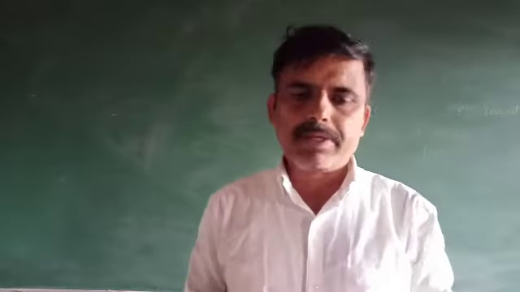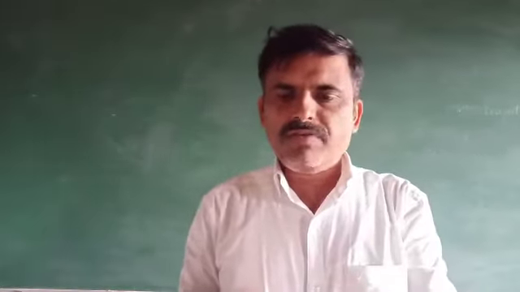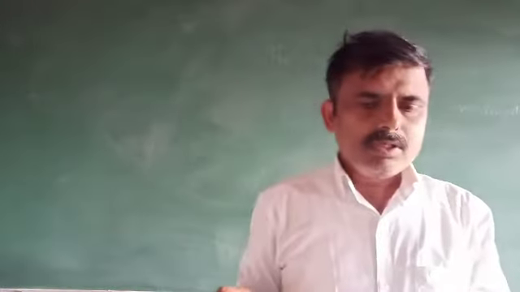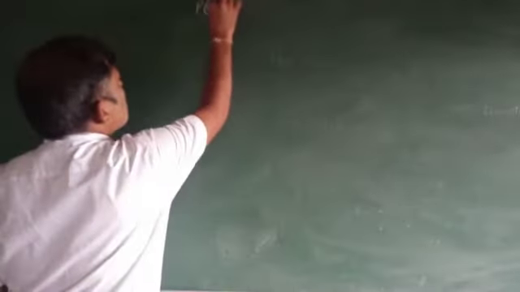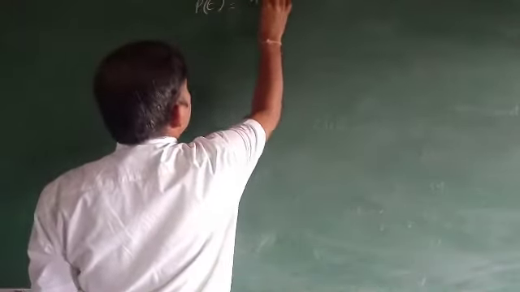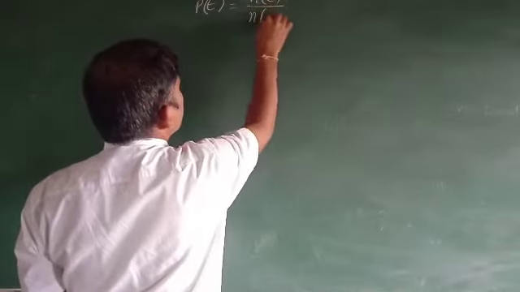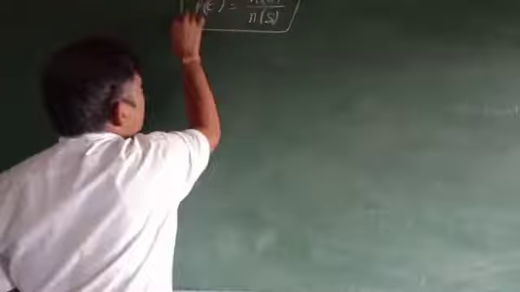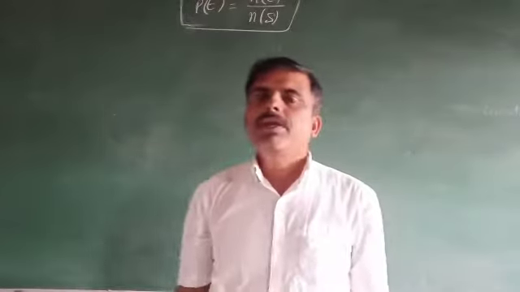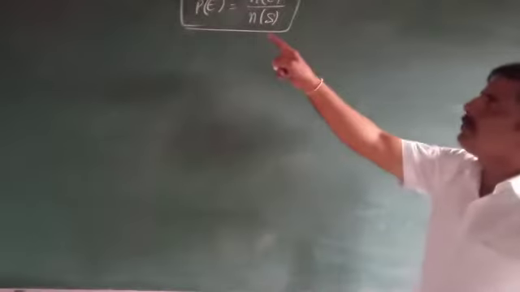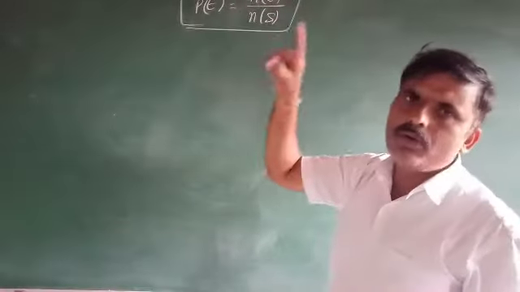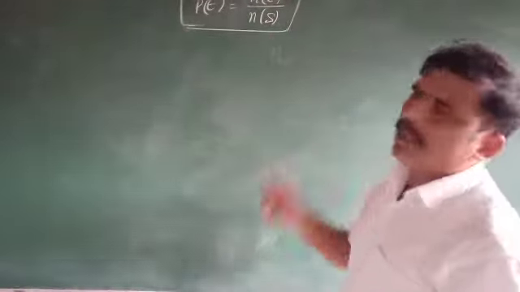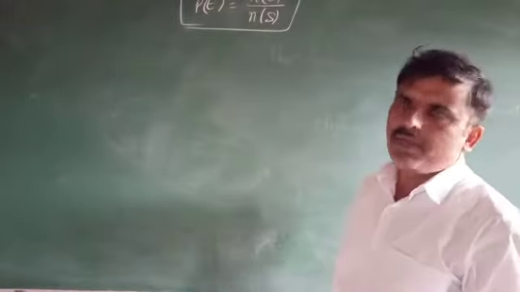In the previous class, we learned the introduction and the definition of probability. The probability of any event is equal to the number of elements in the event divided by the number of elements in the sample space. We call that the probability of any event.